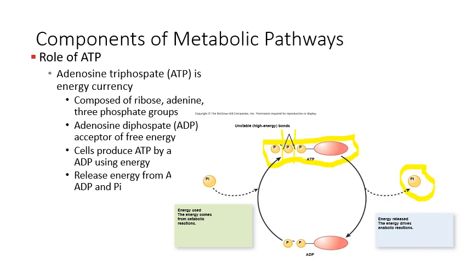Right, so if we break off one of those phosphate groups, now we're down to ADP, or adenosine diphosphate, because there's only 2 phosphates left. Right, so we were able to spend a little bit of that energy, but now we're left with something that's worth less. Right, so this ADP is not worth as much as an ATP in terms of energy.